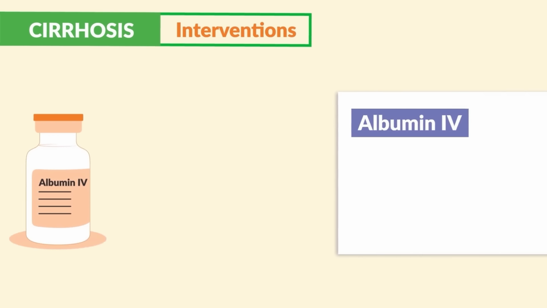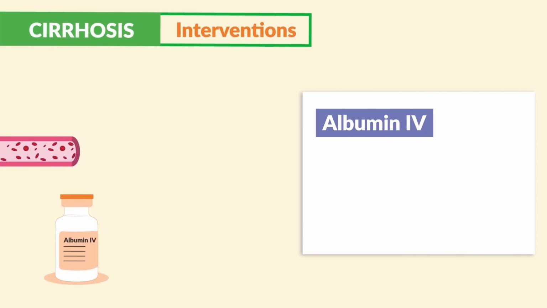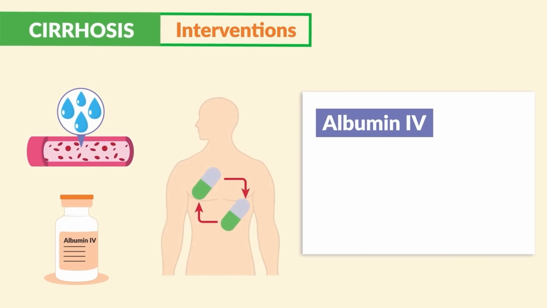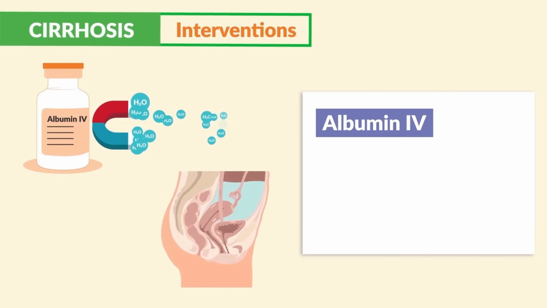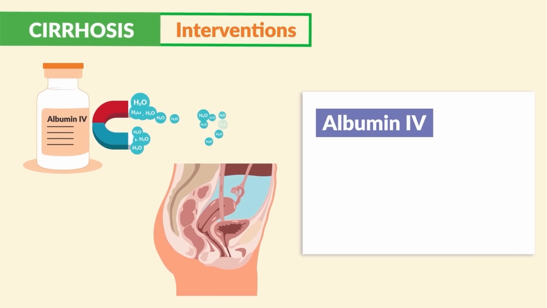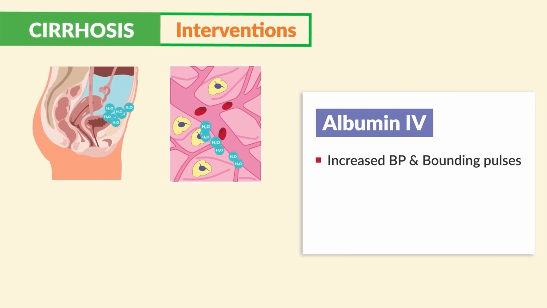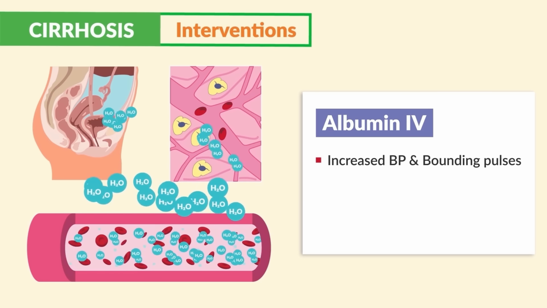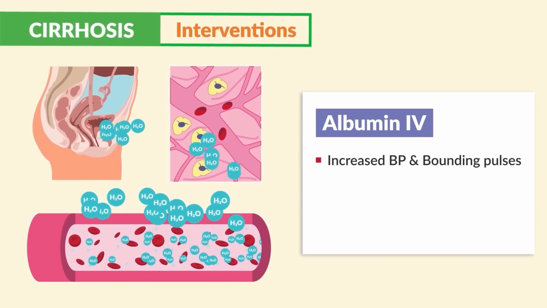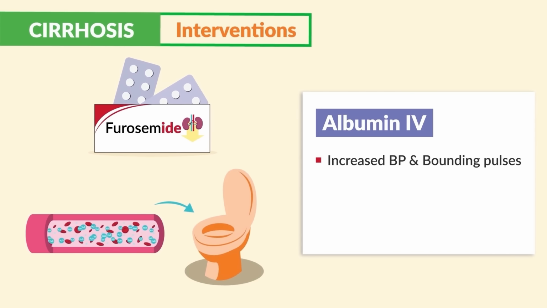Then we can also give albumin IV to treat the hypoalbuminemia. Remember, albumin attracts water, transports drugs, and binds to calcium. So it attracts water like a magnet to bring fluid back into the vascular spaces to help decrease ascites, which causes an increase in blood pressure and bounding pulses as fluid gets drawn out of the abdomen and into the blood vessels. So once inside the blood vessels, we give eye-ending diuretics like furosemide to drain that fluid from the body and into the potty.